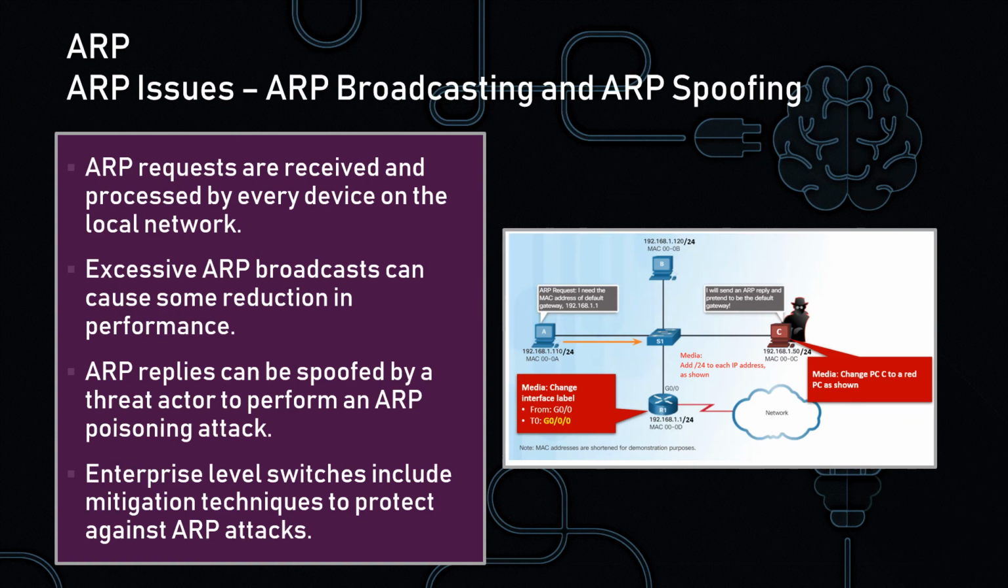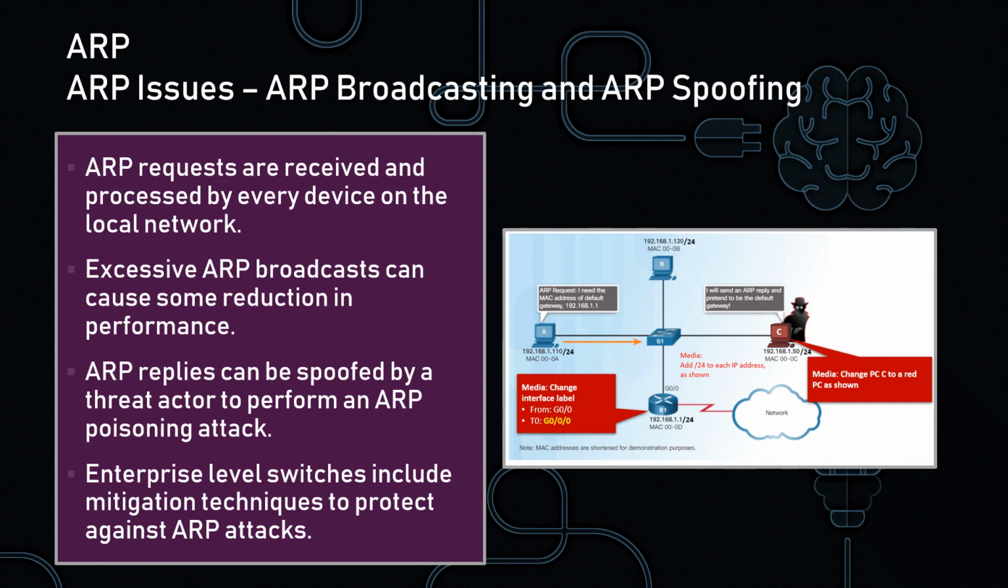ARP requests are received and processed by every device on the network. Now, excessive broadcasts can cause a reduction in performance. As we know, any kind of broadcast flood does do a little bit of damage to the efficiency of the whole network. We can also possibly have an intrusion.